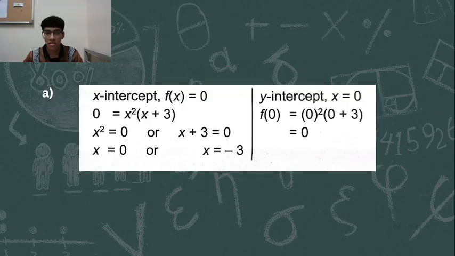Now I will explain a solution for question A. To find the x-intercept, let the function equal to 0. 0 equals x squared in bracket x plus 3. And you will get the answer, which is x equals 0 and x equals negative 3. Next, for the y-intercept, substitute x equals 0 into the function. And you will get the answer y-intercept equals 0.